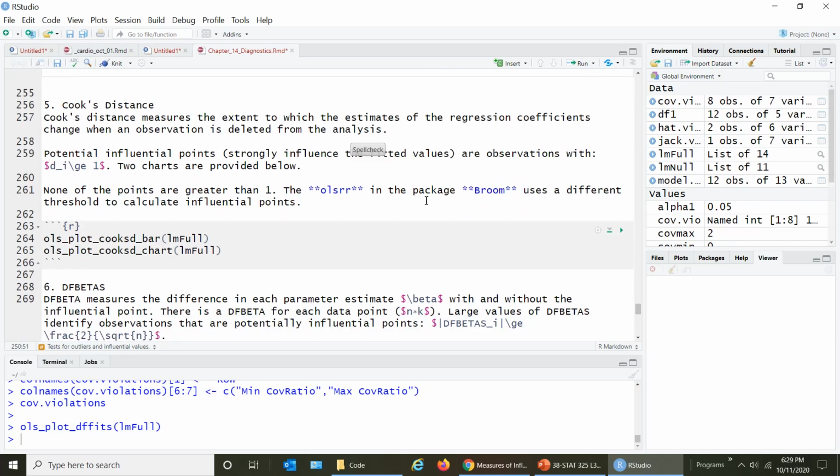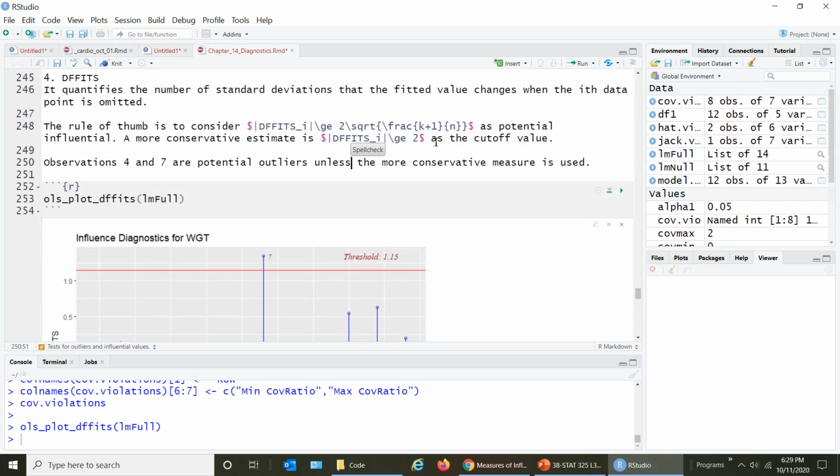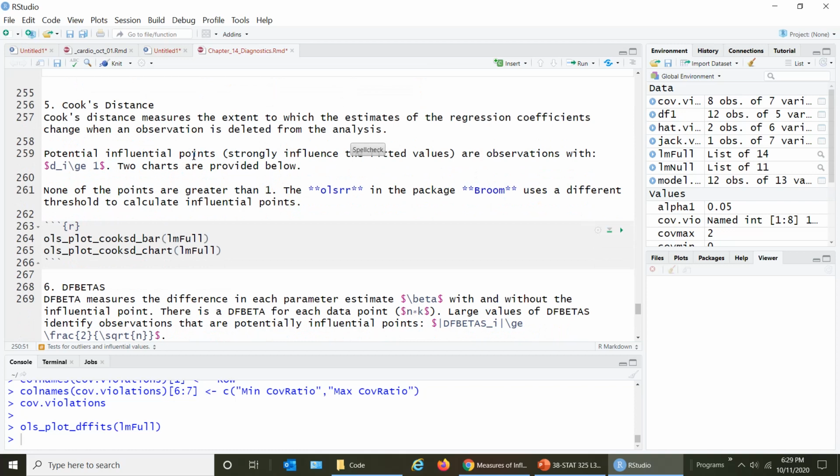Okay. Now, Cook's distance measures the extent to which the estimates of the regression coefficients change when an observation is deleted from the analysis. So it's another way of looking at what happens, like DFFITS. It's just another way to calculate this. And we're saying that the potential influential points are those where D_i, the Cook's distance for the ith observation, is greater than or equal to 1.